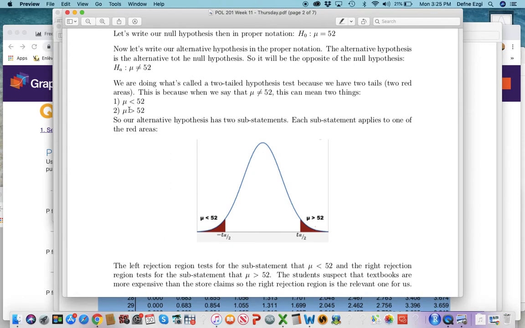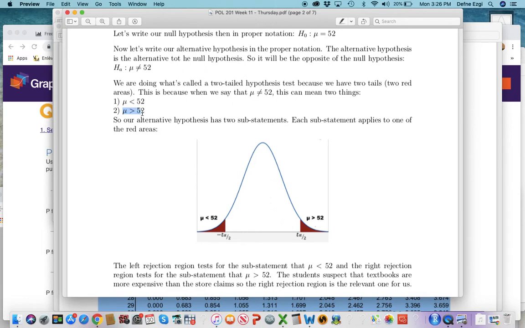If you have support for the first substatement of your null hypothesis, then your sample t-score will be negative.